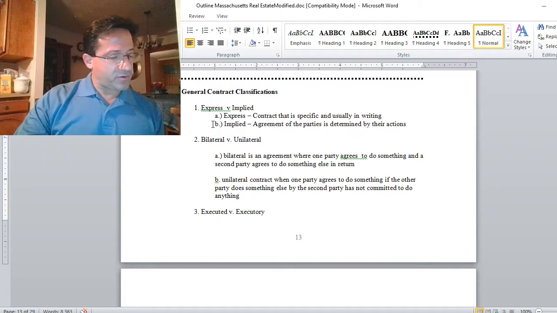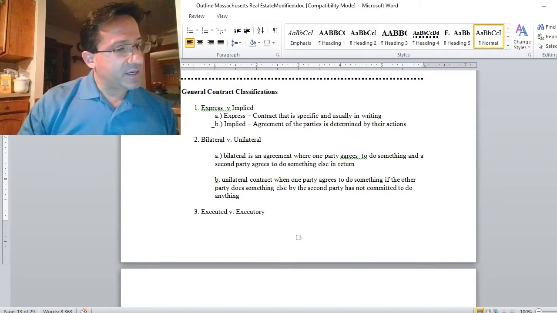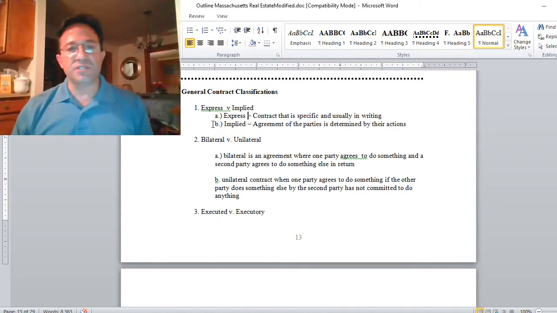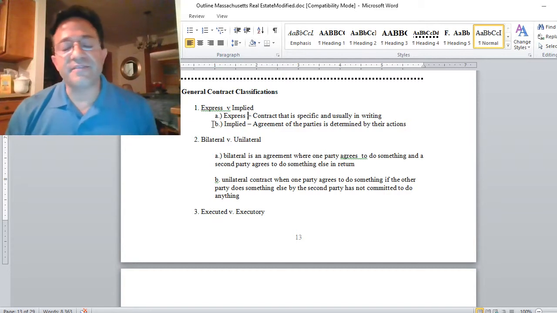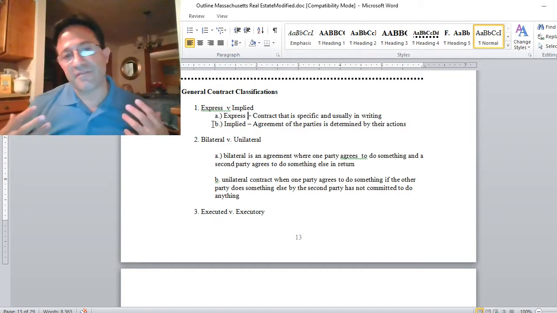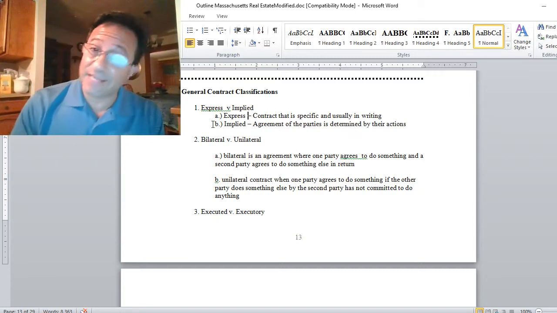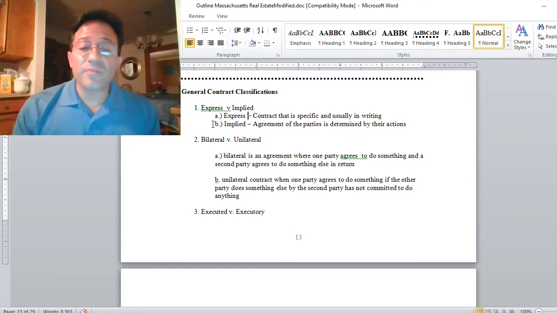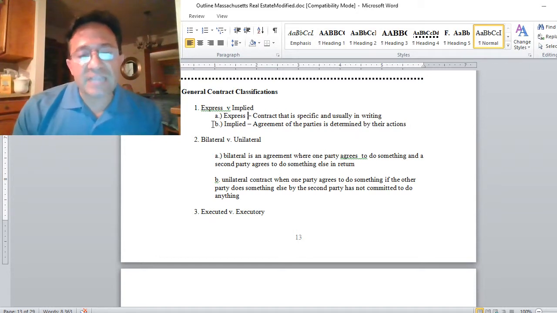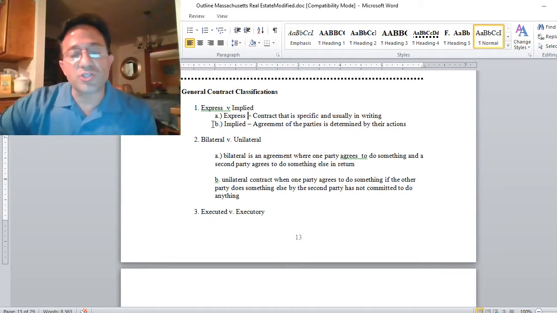And in the book on 5-3, it'll give you an example of an automobile owner pulling into a gas station saying to the attendant, "Fill her up." That's an implied contract. They didn't sit down and write a formal contract about filling up the gas tank. So that's an implied contract. So express versus implied. Then the next classification that we're going to have is bilateral versus unilateral.